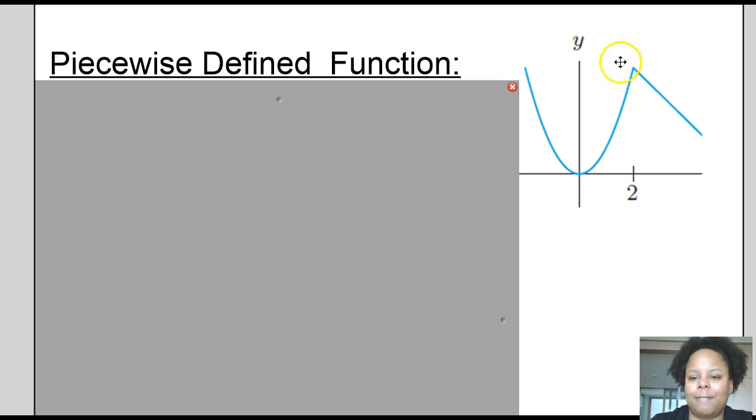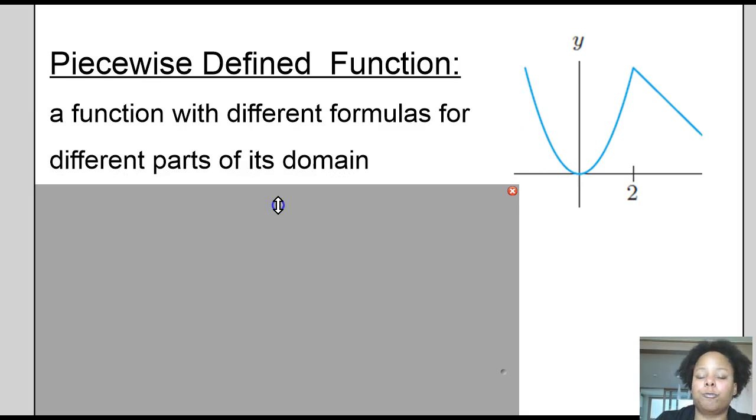Piecewise defined functions. If I were to ask you what type of function this graph is, some would say, oh, it's a quadratic, and some would say, oh, it's linear. Well, it's a combination of both, and this is where we have a special type of function that is defined by pieces of other popular functions. So a function with different formulas for different parts of its domain is called a piecewise defined function. So in this particular case, we have two functions. We have a quadratic function, and then we have a linear function.